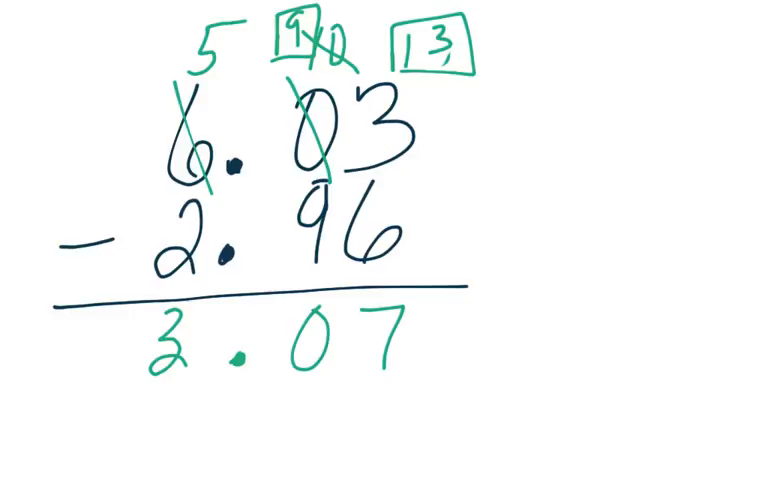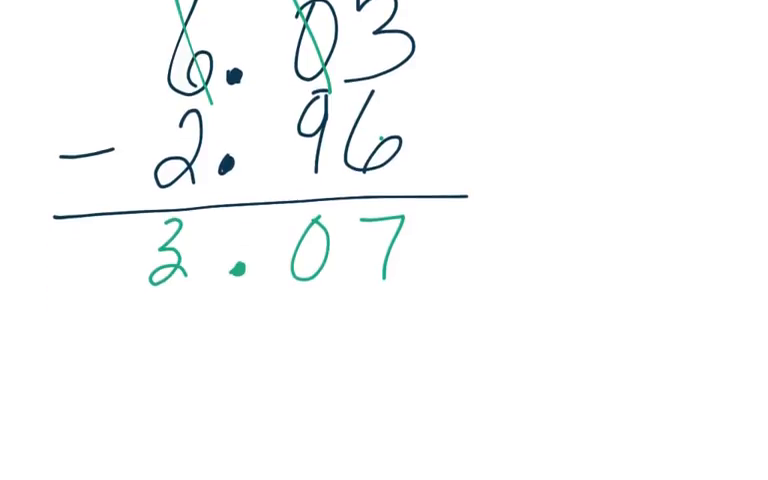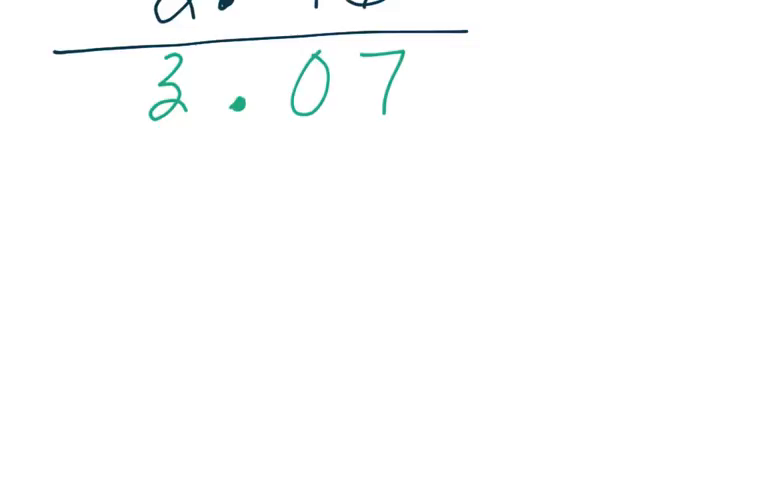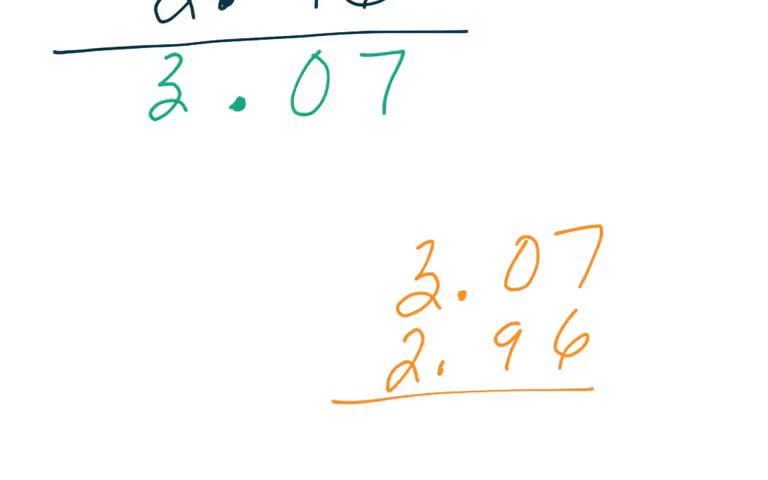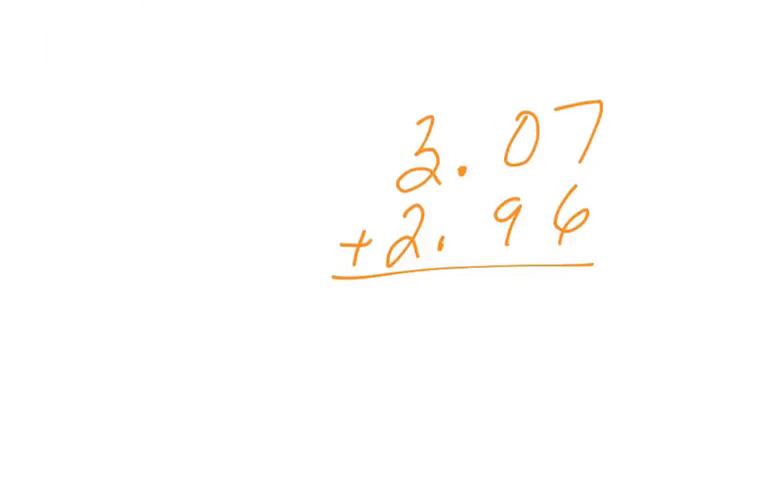Remember, I'm going to add 2 and 96 hundredths and 3 and 7 hundredths to see if I get 6 and 3 hundredths back. So, change my color. 3 and 7 hundredths. 2 and 96 hundredths. So I'm adding to check. First thing I do, bring my decimal point down.